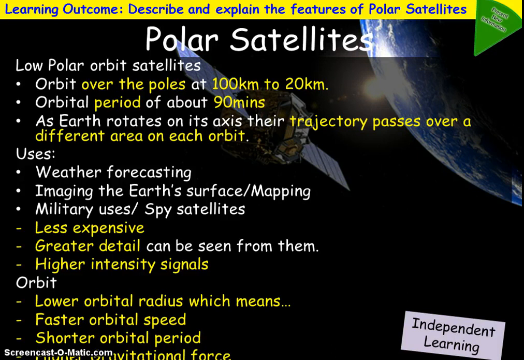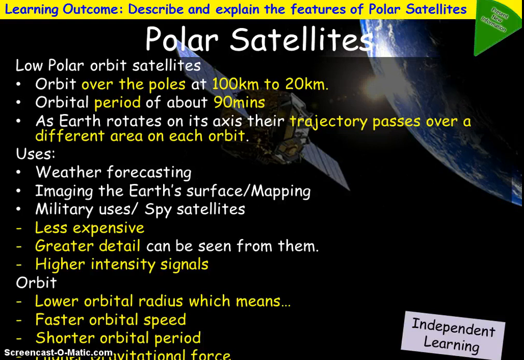So their uses include things like weather forecasting, because they can take photographs of weather patterns over a large area. They're used for spying, for mapping the Earth's terrain, and military uses. They're not very expensive because they're not very high up in orbit, so it's very easy to get a rocket to get them to that height. When they're taking photographs of the Earth, they can give an awful lot more detail. Google Maps will have been made using polar satellites. The signal strength is always a lot higher as well.